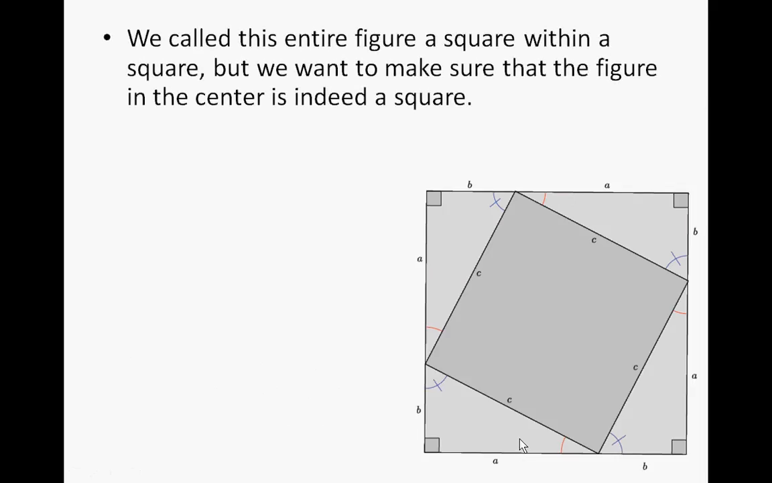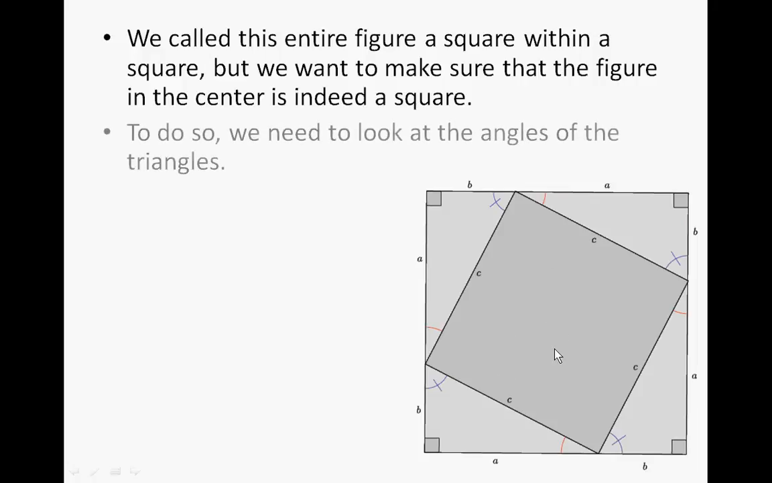Alright, so we called this entire figure a square within a square, but we want to make sure that the figure inside of here is really a square. To do so, we need to look at the angles of the triangles. Notice how we have some blue marks here indicating the congruent angles, and we also have some red marks.